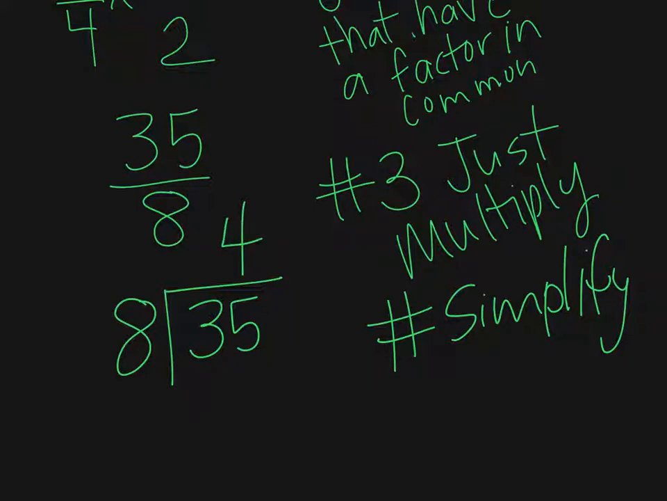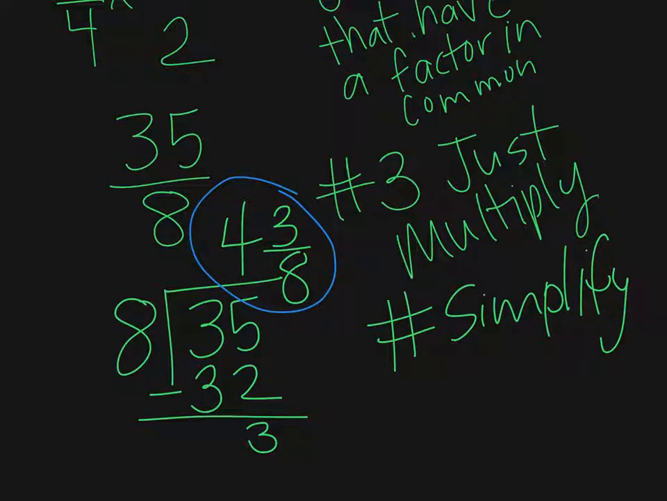4 times 8 is 32. Excellent. 5 minus 2 is 3. And our new answer is 4 3/8. Let's circle that. So we know that's our final answer, okay?